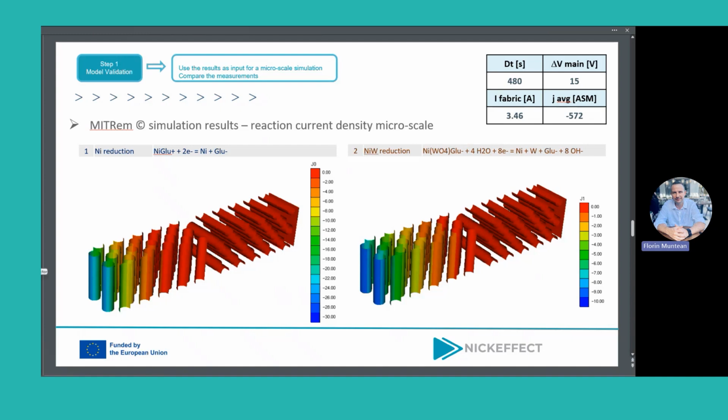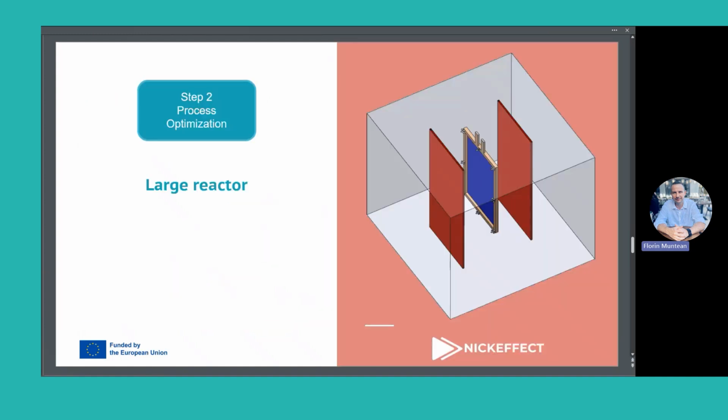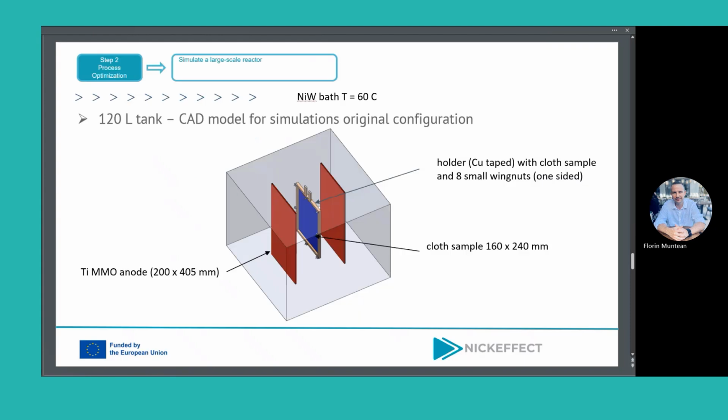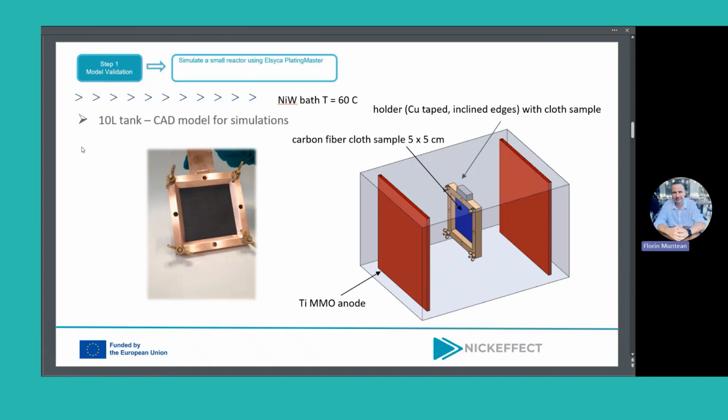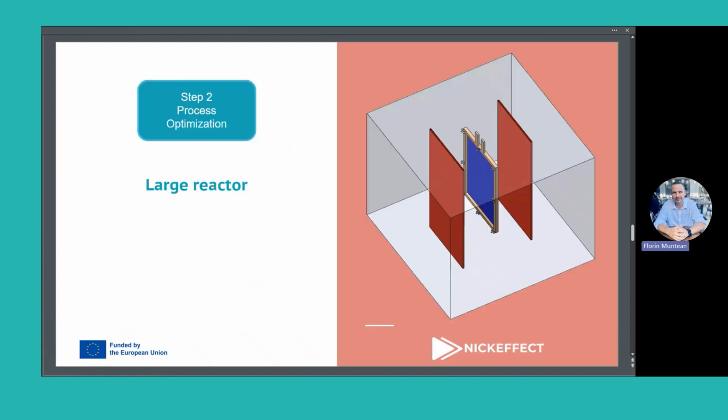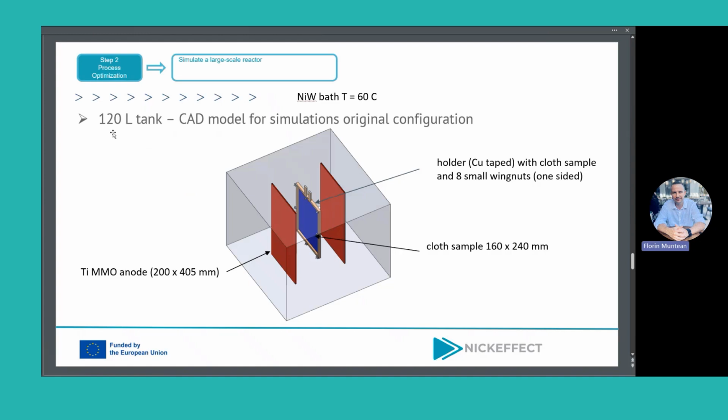Now, once the model was validated, the next step was to optimize a bigger reactor for a bigger piece of fabric. So if the first tank was only 10 liters, now we switch to a bigger tank, which is 120 liters. We have again two anodes in the model, one holder and a bigger cloth, which now is 160 by 240 millimeters.